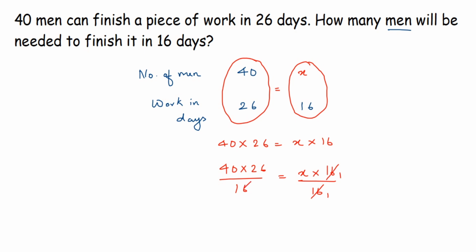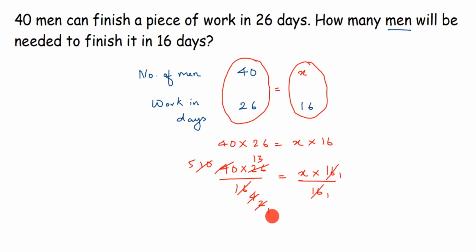This is 16. We can cancel this in the 4 times table. 4 4s are 16 and 4 10s are 40. And again we can cancel 10 and 4 by 2. 2 5s are 10, 2 2s are 4. Now 26 is an even number, it's divisible by 2. 2 1s are 2 and 2 13s are 26. Now we have 1 in the denominator, so we can ignore that 1 because it will not change the value.